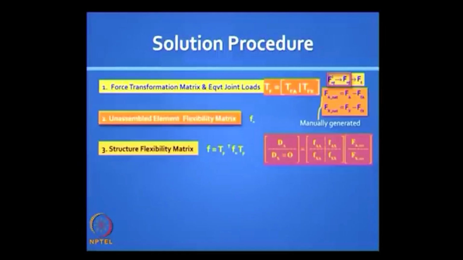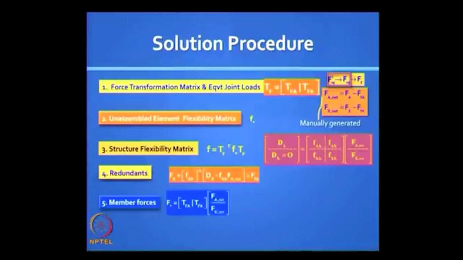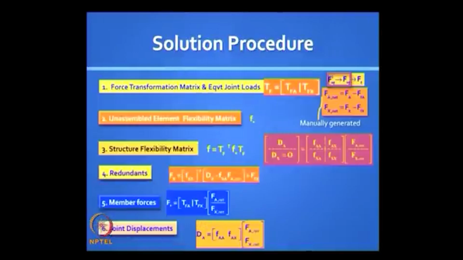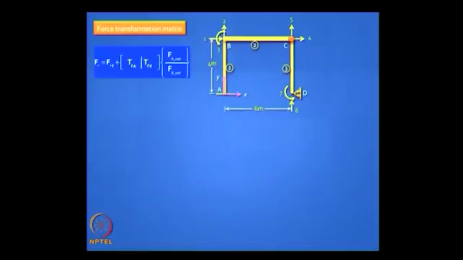Unassembled element flexibility matrix, structure flexibility matrix, TF transpose F star TF, write down the displacement equations, solve the compatibility equations, get the redundants, get the member forces, and if you wish, get the joint displacements. Okay, the procedure is very clear. Items 4 and 6 emerge from those set of equations. From the second equation you get the redundant, from the first equation you get the joint displacement. We have done this earlier, the procedure is the same.